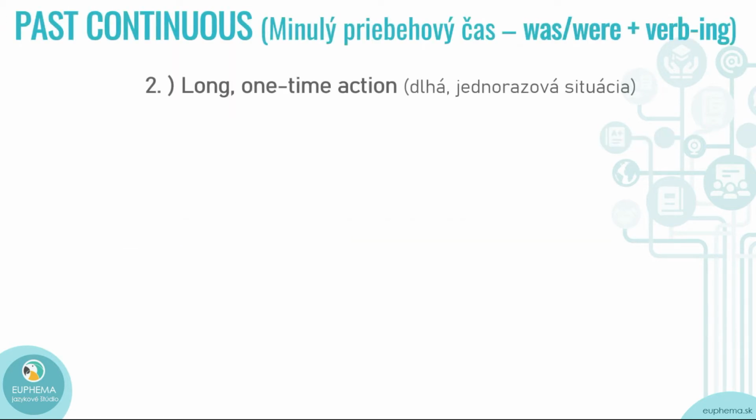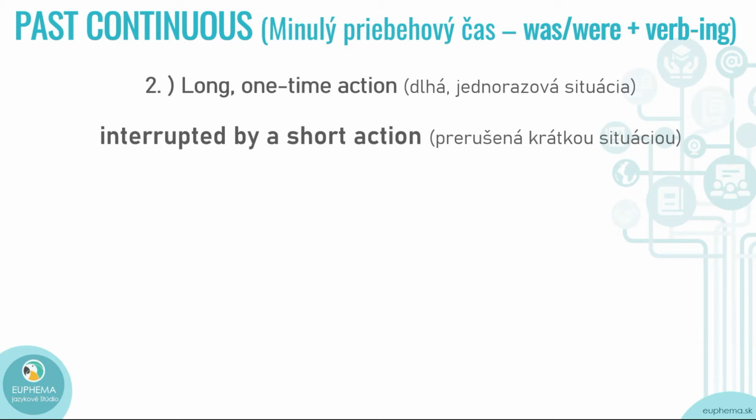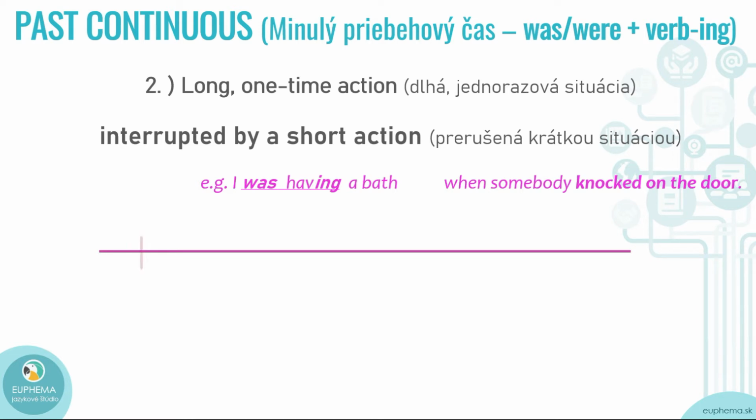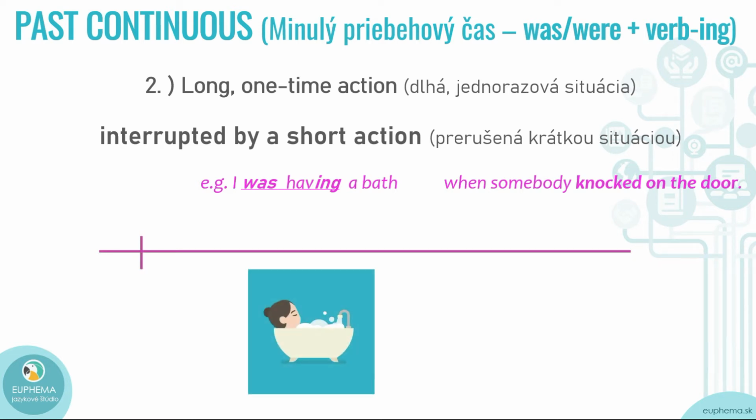Another thing which I want you to remember about past continuous is that we use it for long one-time actions which were interrupted by short actions. Again, let's see one example. I was having a bath when suddenly somebody knocked on the door. Okay, again, a timeline. You can see me having a bath. It was a long action, right? Because it took more than just a couple of seconds. It took actually several minutes, maybe 20, 25 minutes. So it was a long action.